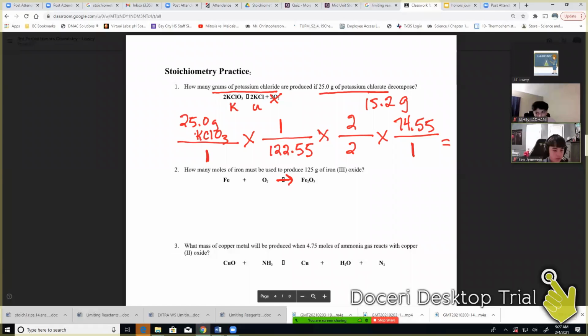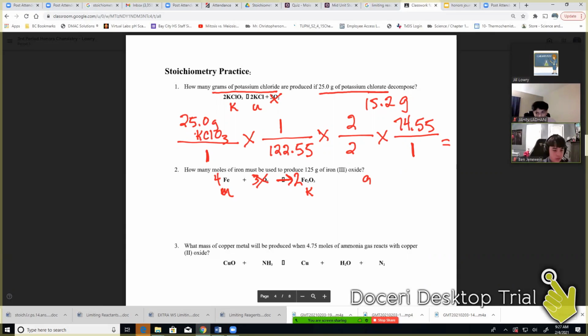All right, let's do another one, and this one does need to be balanced. So I think I need a 2 here, a 3 here, and a 4 here. It says how many moles of iron. That's just plain Fe, so that's my unknown. I'm marking these differently than I did yesterday, because it's really important that you know what your unknown is and what your known is pretty quickly. Must be used to produce 125 grams of iron oxide. So that's my known, and I'm not worried about my oxygen.